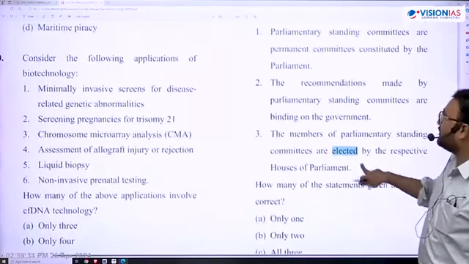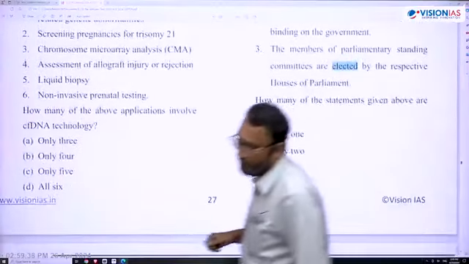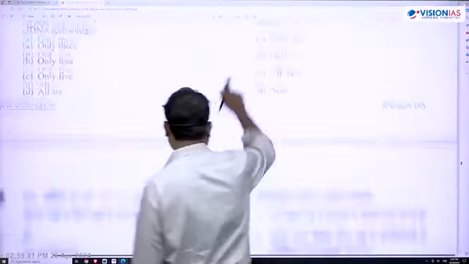So this statement is wrong. This statement is wrong. We'll settle for 63, only one A. Then we have 64. Just a few questions are left.